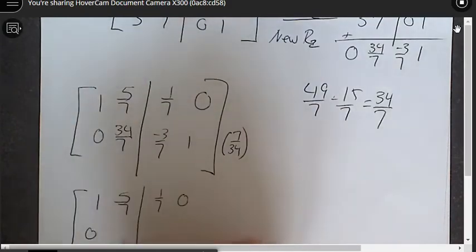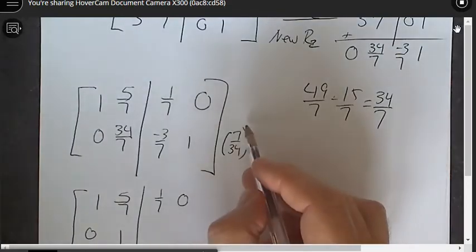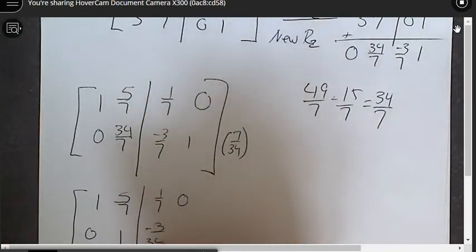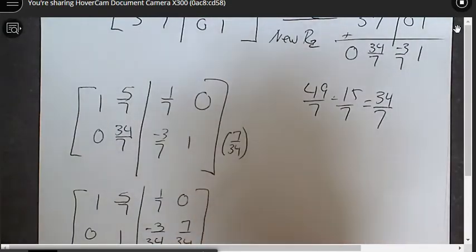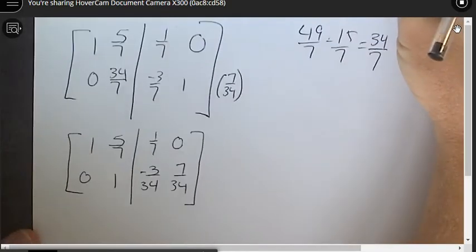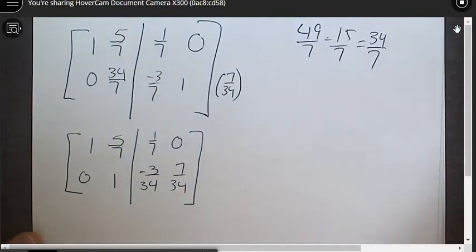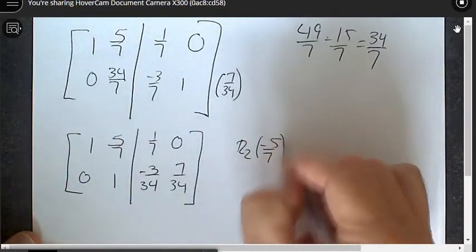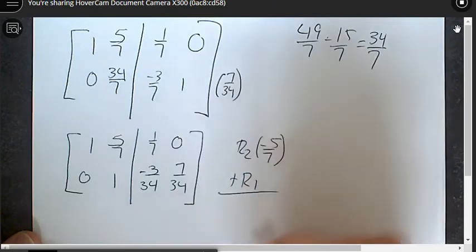So still 0, that's going to be 1. Luckily, the 7s will cancel here when we do -3/7 times 7/34. The 7s will cancel, then leave us with -3/34. That's going to make that 7/34. And now we have to take and make this number cancel this number. So now we're going to have to multiply row 2 times -5/7 and add that to row 1 to get a new row 1.